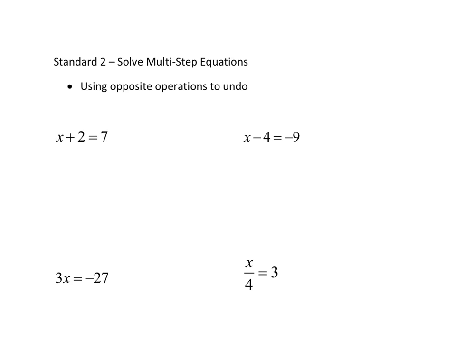Standard 2 is solving multi-step equations. Solving multi-step equations is all about using opposite operations to undo. First, we'll start off with some one-step equations, like this first one here, x plus 2 equals 7. You can probably already figure out that x has to equal 5 in order to make this work.